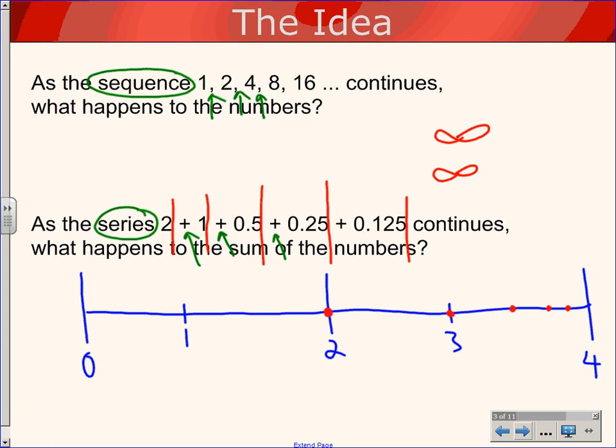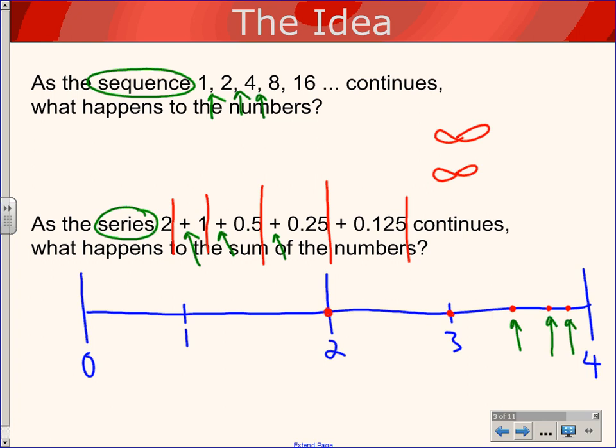But what I want you to notice is every time I put a new point on there, I'm getting halfway closer to the 4. So if you think of the distance from 0 to 4, 2 got me halfway from 0 to 4. And so now I'm at 2, and I'm going to add 1 to that. Halfway between 2 and 4 is 3. And now I'm at 3. So I'm going to go halfway between 3 and 4, which takes me to 3.5. And then halfway between 3.5 and 4 is 3.75.